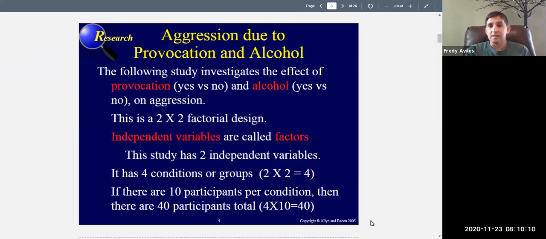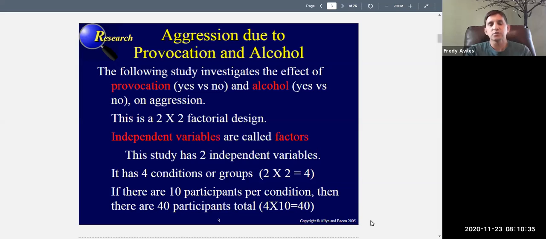So in this study, participants aren't just consuming alcohol, some of them, right? They aren't just being exposed to alcohol, but some of them are also being provoked, okay? So provocation has two levels, yes, no. Some of them are provoked, some of them are not. And alcohol has two levels. Some of them are given alcohol enough to intoxicate them, and some of them are not.